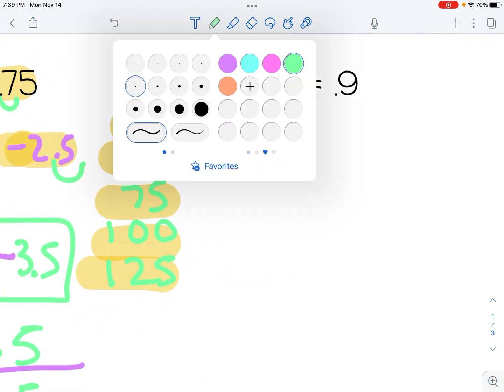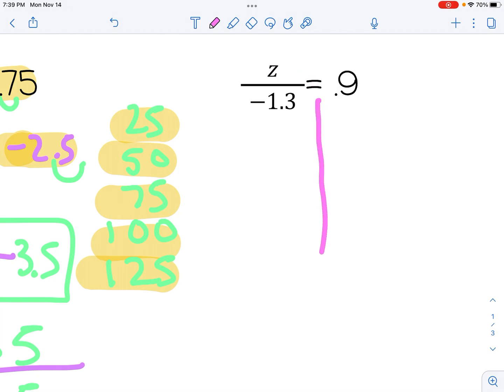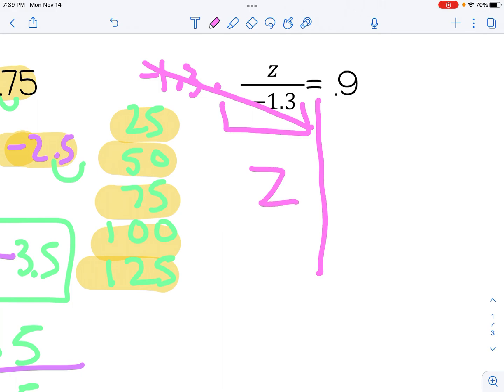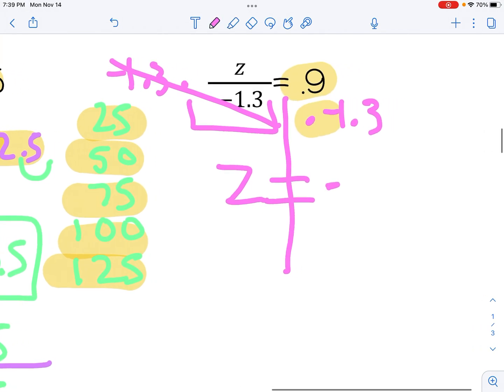Last but not least, I'm going to draw my line down from an equal sign. I'm using the side that has the variable. This is division. Fraction means to divide. So to undo this operation, I'm going to multiply to be left with my variable. I'm trying to isolate that variable. Multiply by negative 1.3. I have a positive and a negative, so I know my answer is going to be negative. When I multiply decimals, I like to put the larger or the longer number up top.